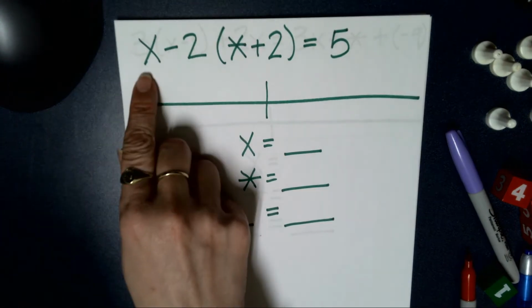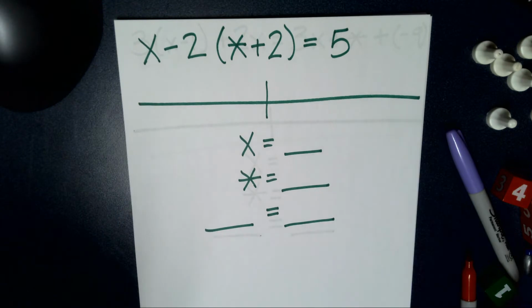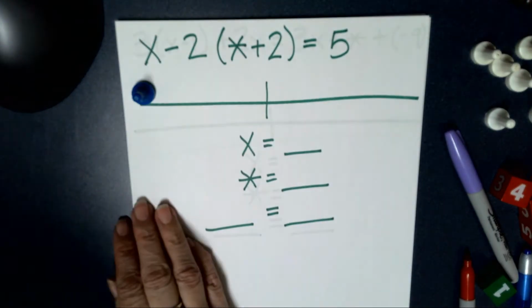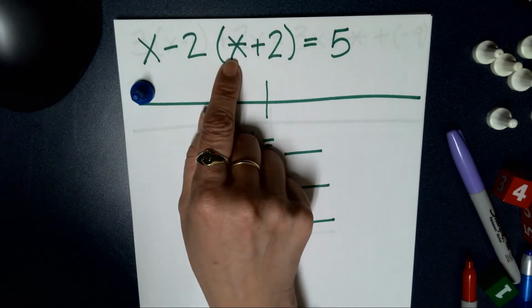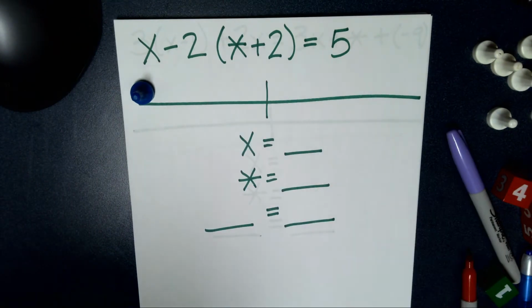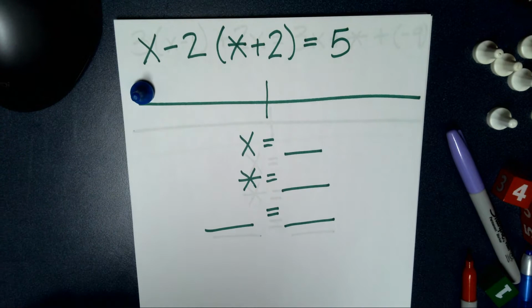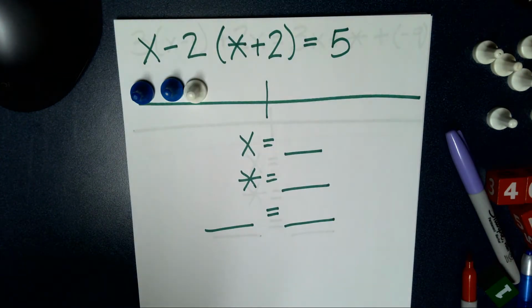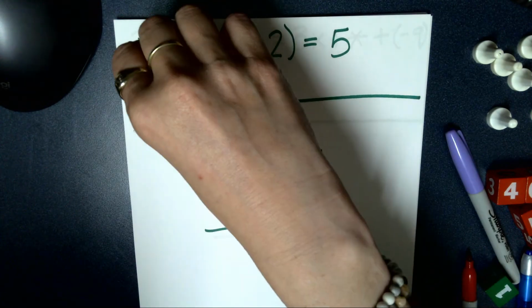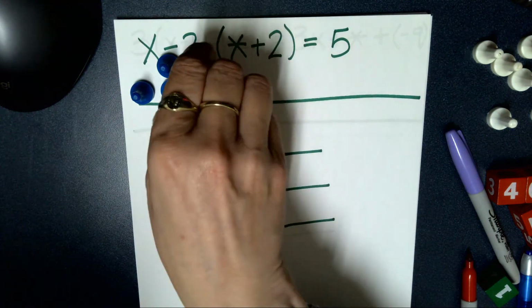We're going to start with the pawn. So let's add that pawn on. Now it says we're going to remove 2 stars. The only way to remove 2 stars is to put on 2 0 pairs, and then remove 2 stars.